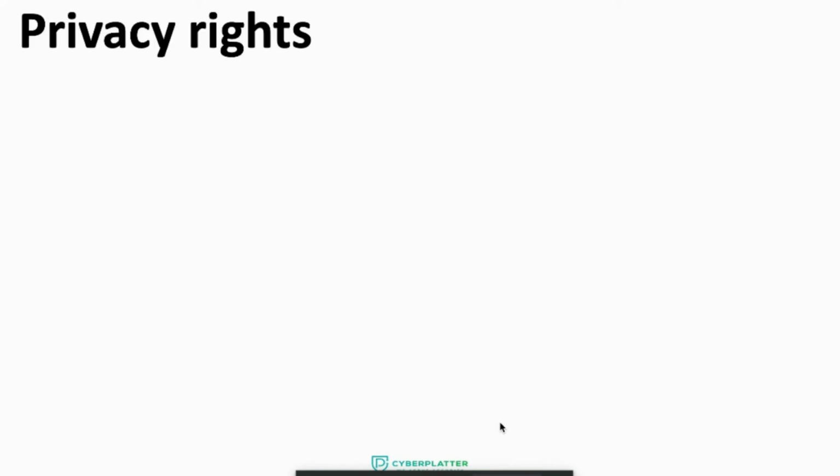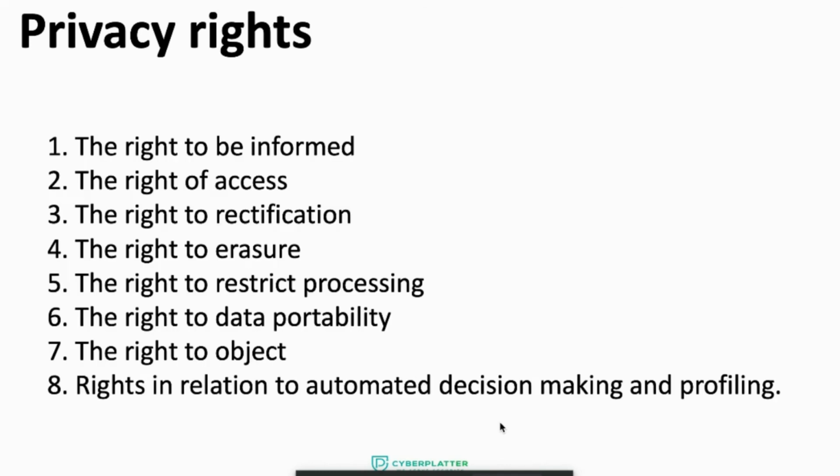GDPR gives certain rights to the data subjects. These rights are the right to be informed. The data controller needs to inform the user about data collection. The right of access. Users have the right to know about the data processing, such as the purpose of processing, the length of time the data is stored, etc. The right to rectification. Users have a right to correct inaccurate or incomplete personal data.